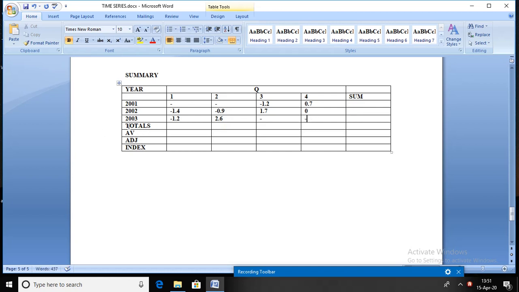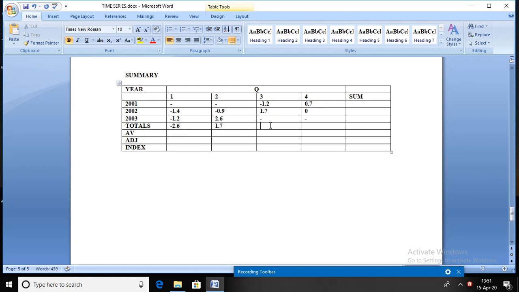So all we need to do is get the totals, then get the average, and we'll see what average we are going to have. So the total here is going to be negative 2.6. That's the total. What will be the total there if you had negative 0.9 plus 2.6? What should be the total? The total should be 1.7.